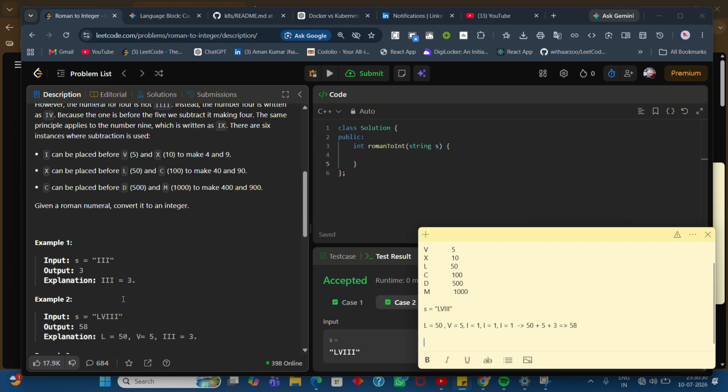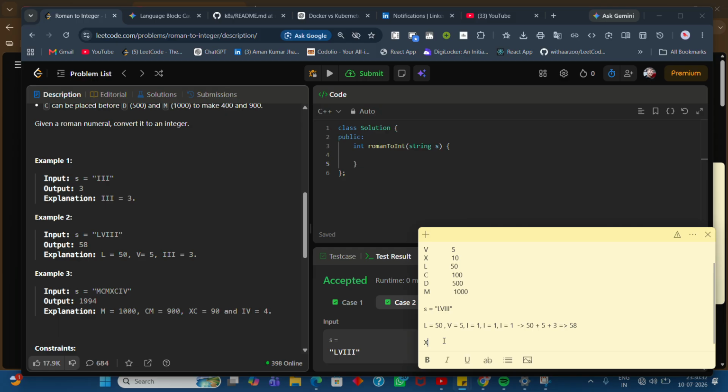Okay, so is it applicable for every example? Let's see. Let's consider one example, XL. As we know, X is 10 and L is 50. Is our answer 10 plus 50, which is 60? No, it is not our answer, because XL in number is 40.